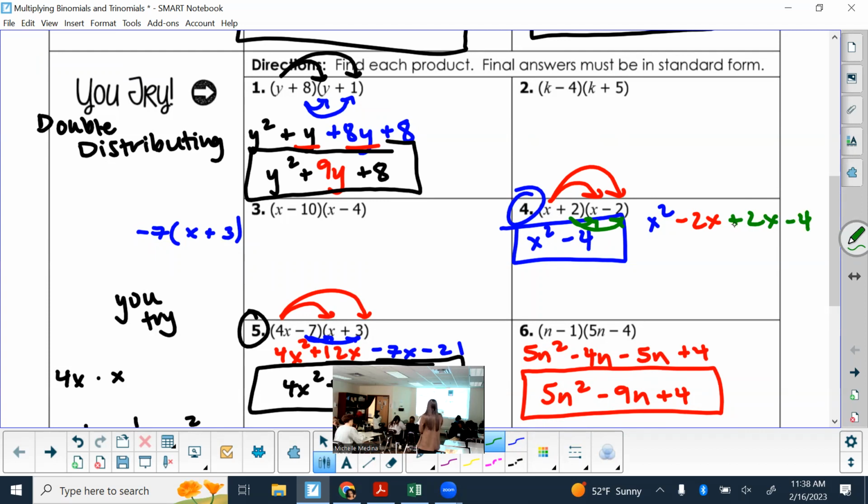Combine like terms. Usually when it's a binomial times a binomial, it's the middle 2. What's negative 2 plus 2? Good. What's 0 times x? What's anything times 0? 0. So that's why those middle 2 terms cancel out, and that's why this is all we're left with. So good, any questions?